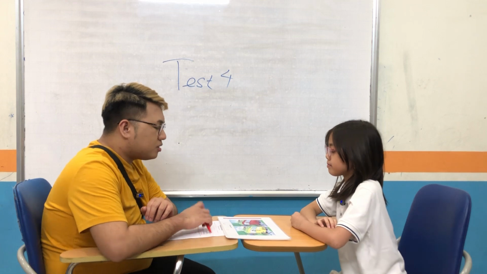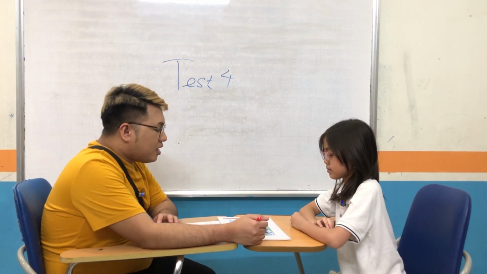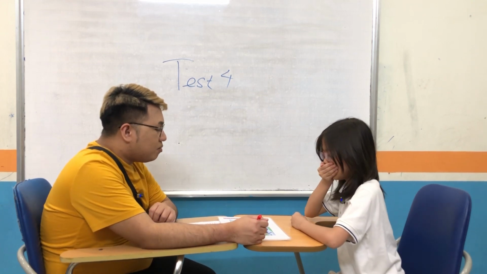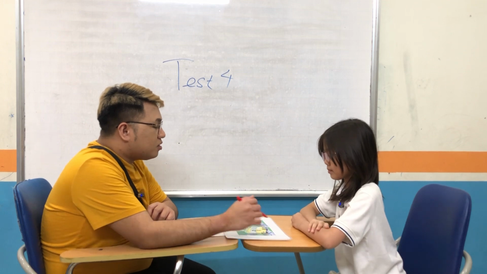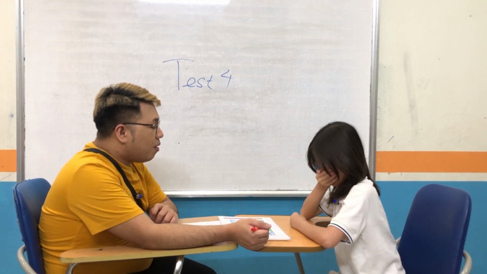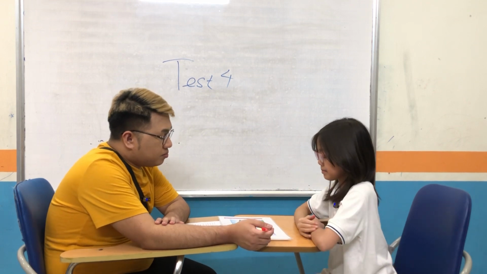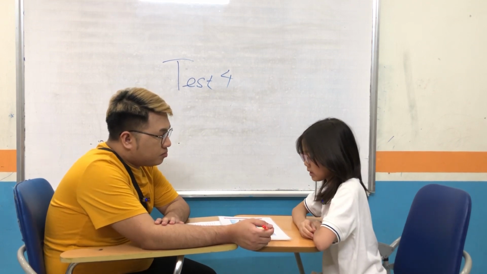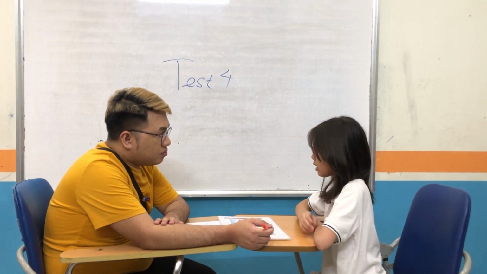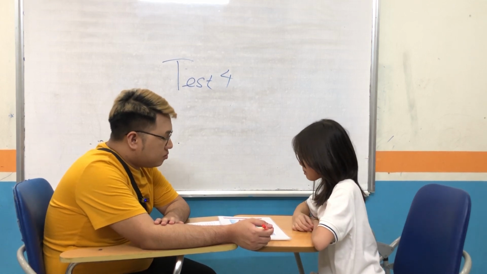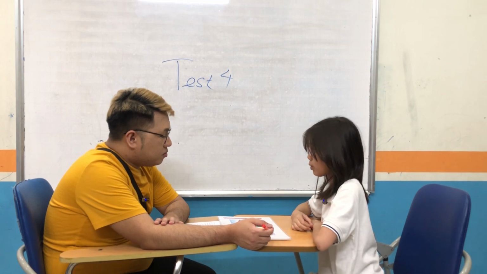Oh, okay, great. Now first, let's find the differences. Tell me all the things that are different between the two pictures. And you may start. Yes. In picture one, the bird is yellow. But in picture two, the bird is red.